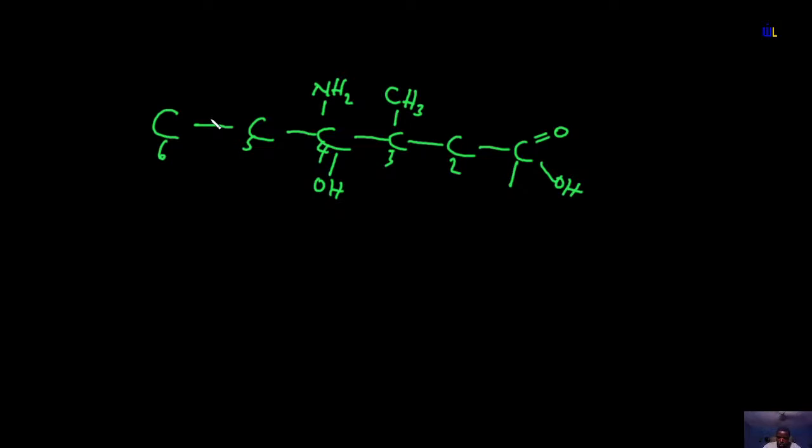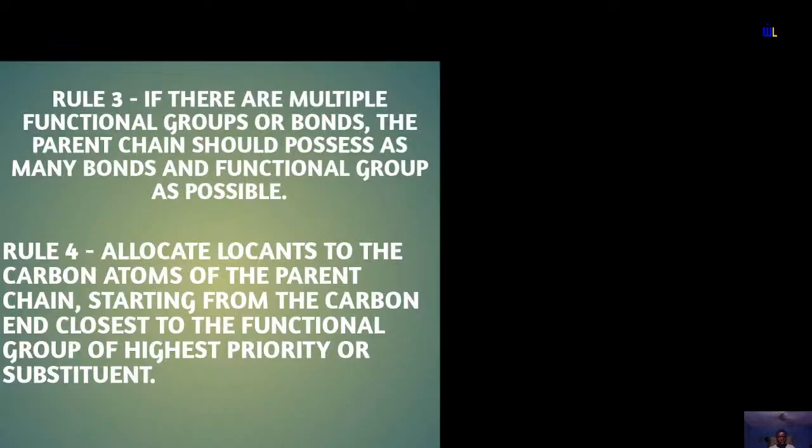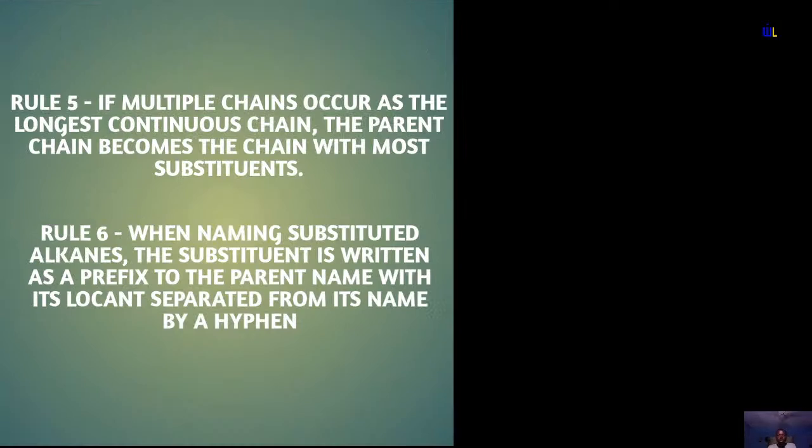Having said that, let's move on. Now we go to the next rule, which is rule number 4? No, we've done rule number 4, so let's go to the next rule. Rule number 5 says if multiple chains occur as the longest continuous chain, the parent chain becomes the chain with the most substituents. I think we have mentioned something like this, so let's go to the next one.